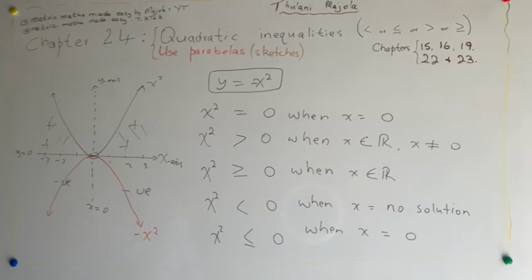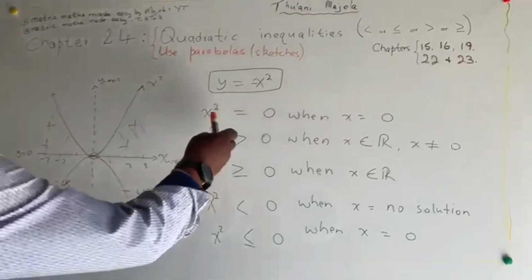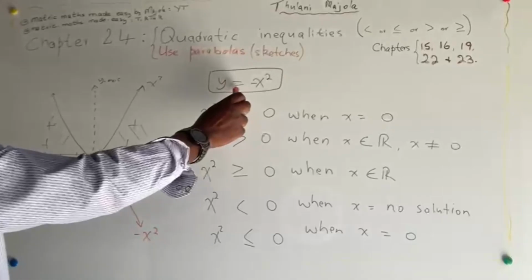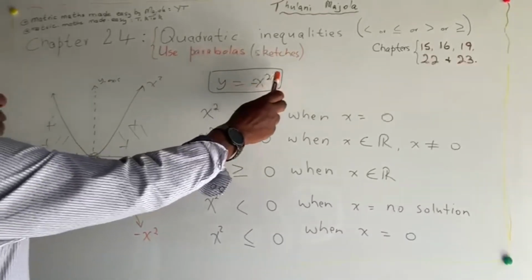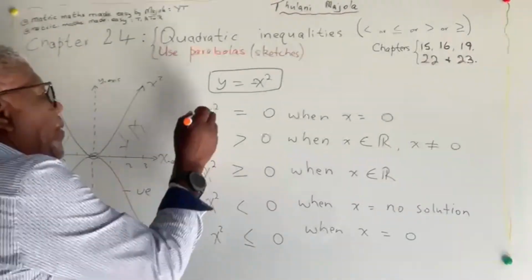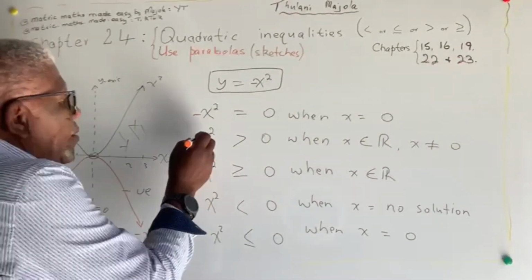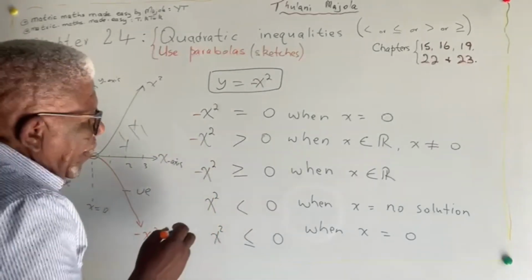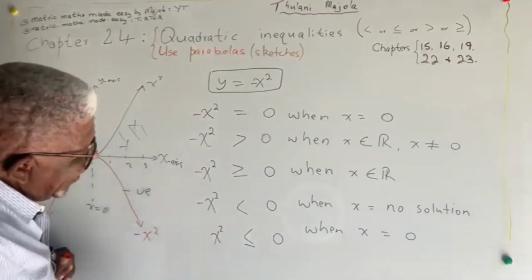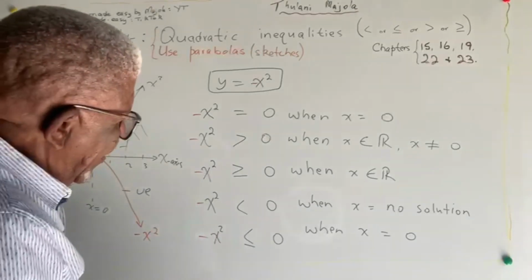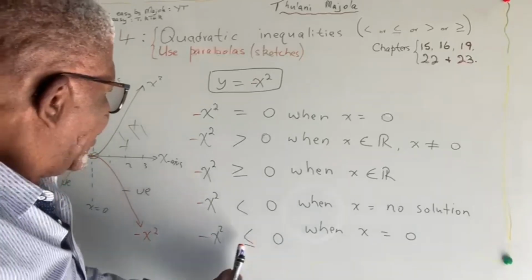The quadratic inequalities. Suppose now you're supposed to find the values of x when y equals negative x squared. So when will negative x squared be equal to 0, or when will negative x squared be greater than 0? When will negative x squared be greater than or equal to 0? When will negative x squared be less than 0? And when will negative x squared be less than or equal to 0?